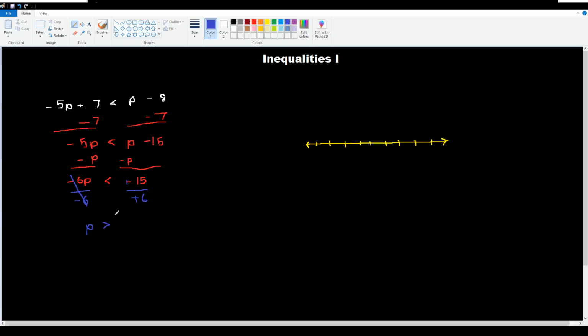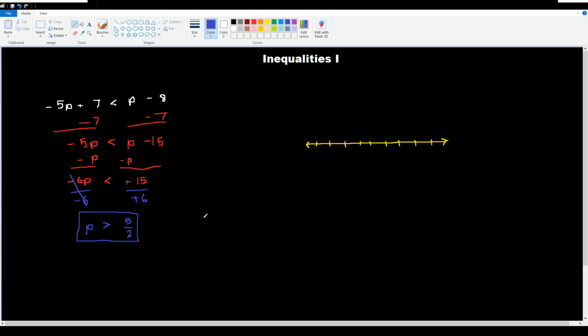So now it becomes p is greater than, and you could simplify this fraction actually, 15/6. Greatest common factor is 3. So it would become 5/2, right? Because 15 divided by 3 is 5, 6 divided by 3 is 2. Okay. So now we see that our range of solutions is p is greater than 5/2. So how would we graph this on the number line?